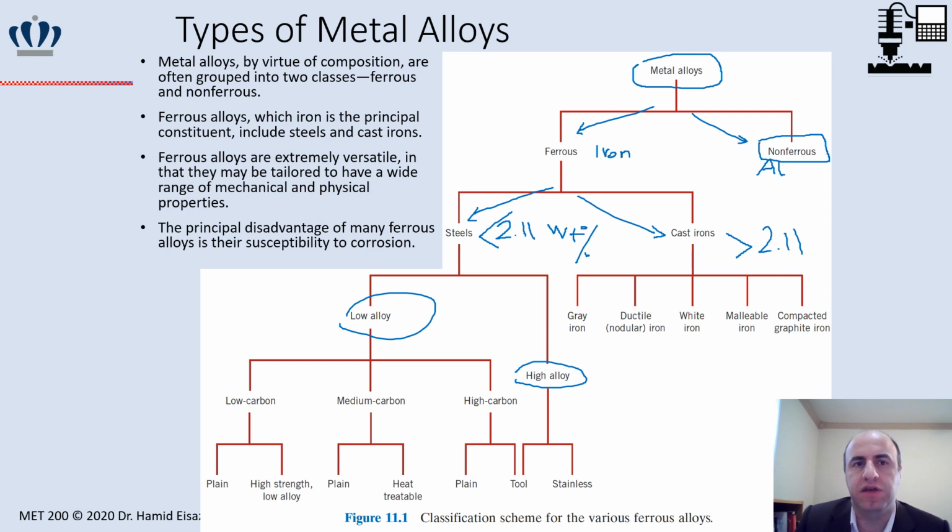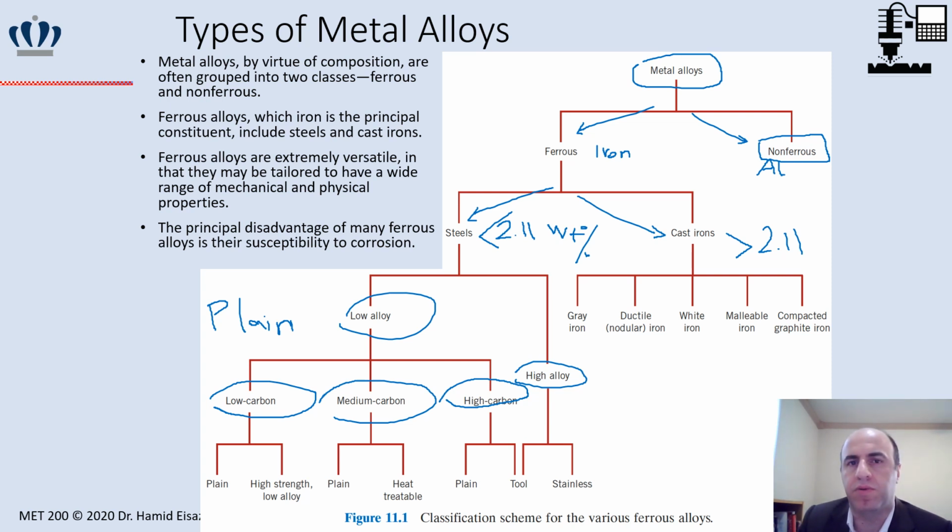In the low alloy steel, we have again low carbon steel, medium carbon steel, and high carbon steel. All of these three steels are called plain steel. And these three have different amounts of carbon in them, because carbon has a significant effect on their mechanical property. Therefore, steels are tailored to have a wide range of mechanical and physical properties.